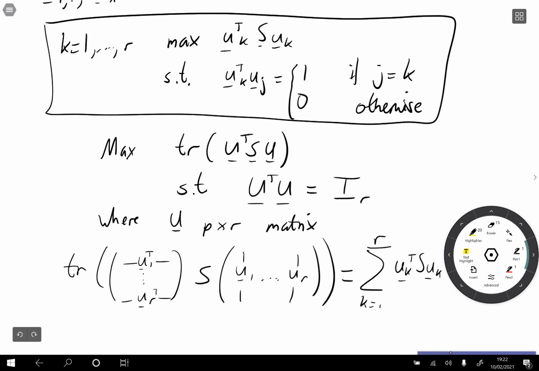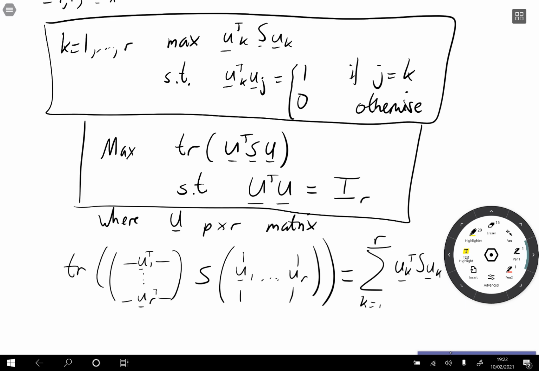Okay, so this maximization problem is the same as the problem above, although admittedly for the second problem we don't get the ordering, but we can order things after the event. But it's going to solve the same problem. We're going to end up with the same solution, that is U being the eigenvectors.